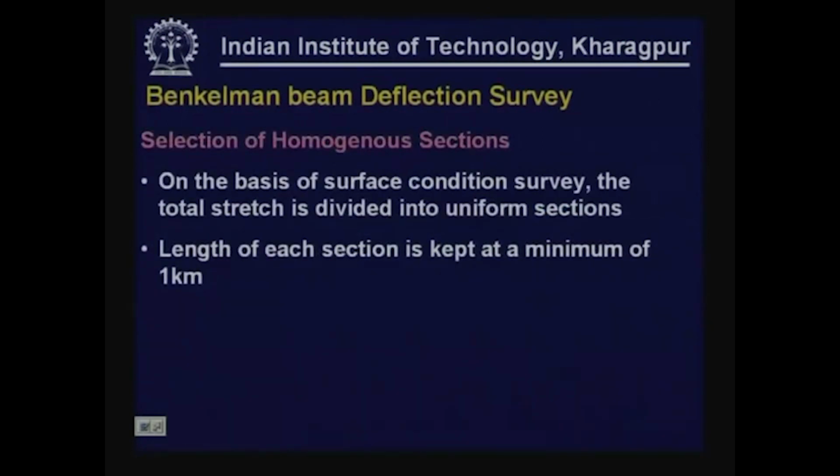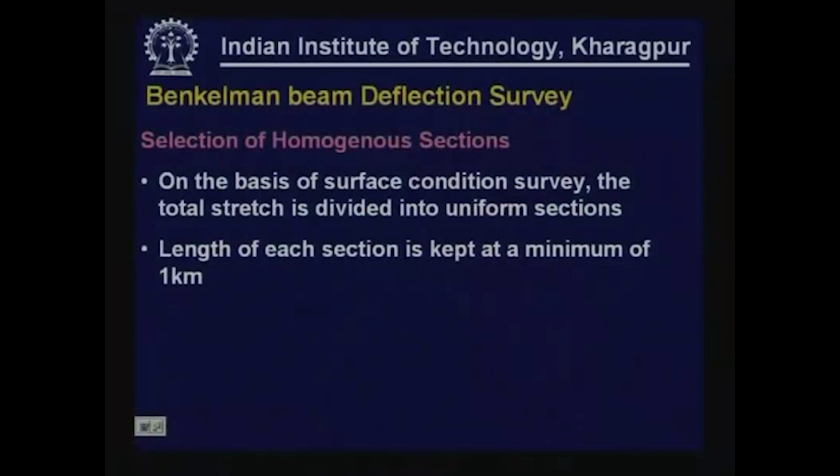So, we can classify the road in terms of the cracking, rutting and select homogeneous sections on this basis. On the basis of surface condition survey, the total stretch can be divided into uniform sections. Length of each section is to be kept to a minimum of at least 1 kilometer, because we do not want to design overlays for every 200 meters.